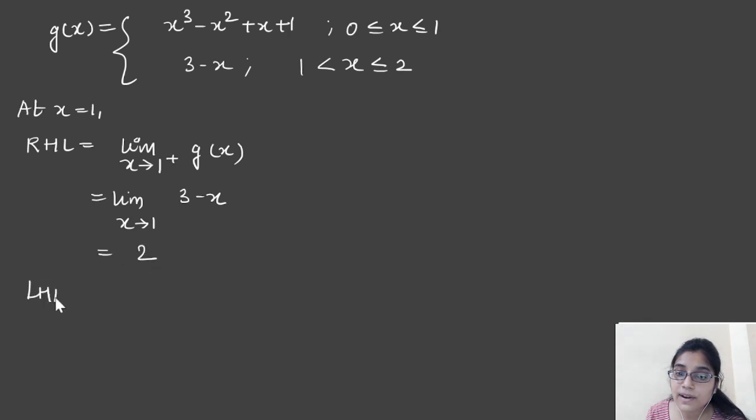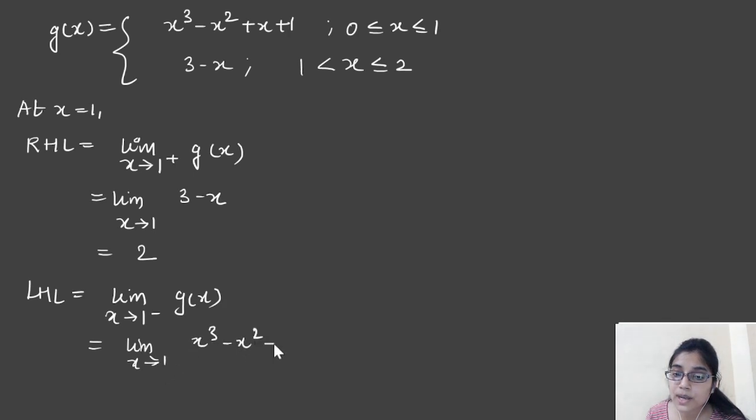And now we will find the left hand limit, that is limit extending to 1 minus g of x. What is it going to be? It is going to be limit extending to 1 of x cube minus x square plus x plus 1. So what are we getting? Again 2. And g of 1 we will evaluate from where?